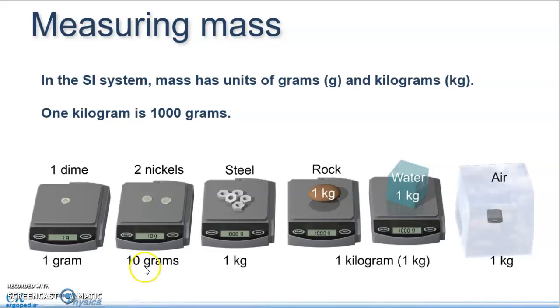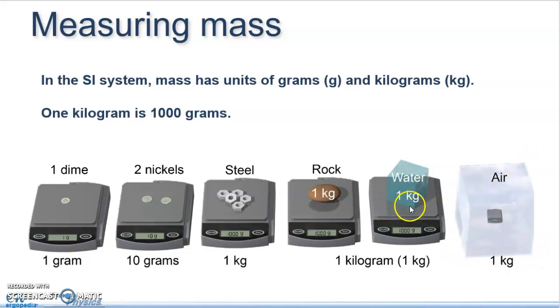Here are some examples of different objects having different masses. A dime has a mass of about 1 gram, a couple of nickels maybe 10 grams, some steel hardware maybe about 1 kilogram. A rock might also have a mass of about 1 kilogram. A larger quantity of water, because water is less dense than the rock, might also have a mass of 1 kilogram. And then it would take quite a bit of air to add up to a mass of 1 kilogram.